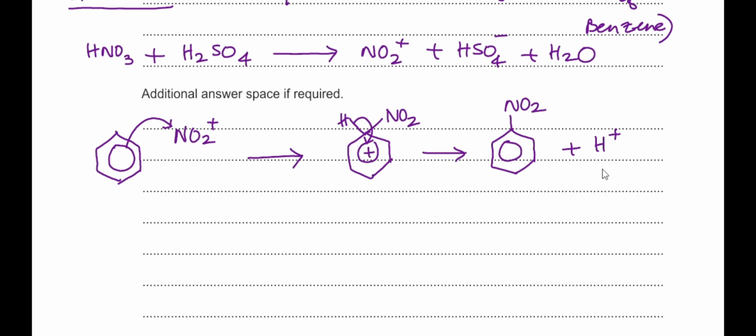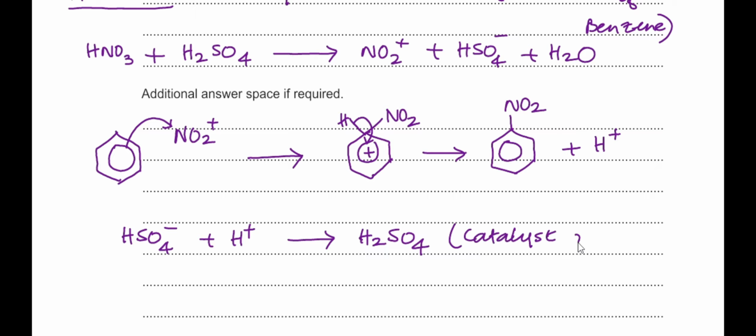This proton now helps regenerate the sulfuric acid catalyst. So HSO4 minus plus H positive regenerates H2SO4. Done. We can also write here catalyst reformed.